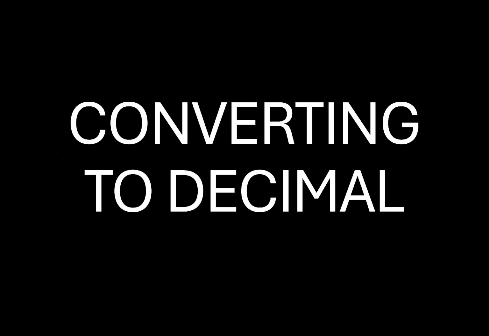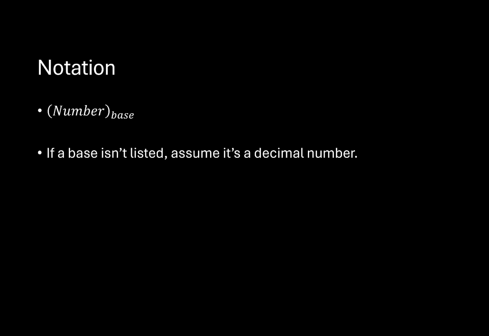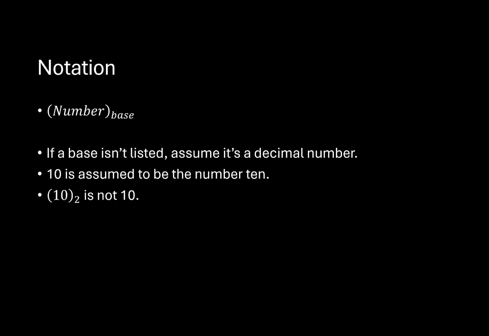Let's take a look at converting to decimal. For our notation, we'll write our number in parentheses with the base as a subscript. If a base isn't listed, you can assume it's a decimal. For example, if I have the number 10, that's assumed to be the number 10 because I didn't specify a base. But if I have parentheses with 10 and then a subscript of 2, that is not the number 10. Let's take a look at what it is instead.